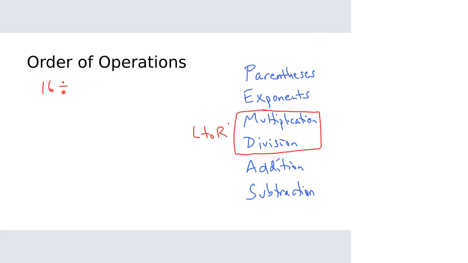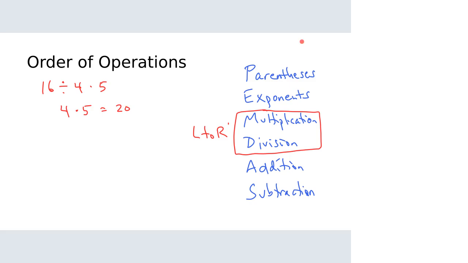Let's make that 16 divided by 4 times 5. So in that one, we would do it left to right. 16 divided by 4 would be 4 times 5. Then we would multiply to get to 20. Multiplication and division are equals in this hierarchy. We do them left to right.